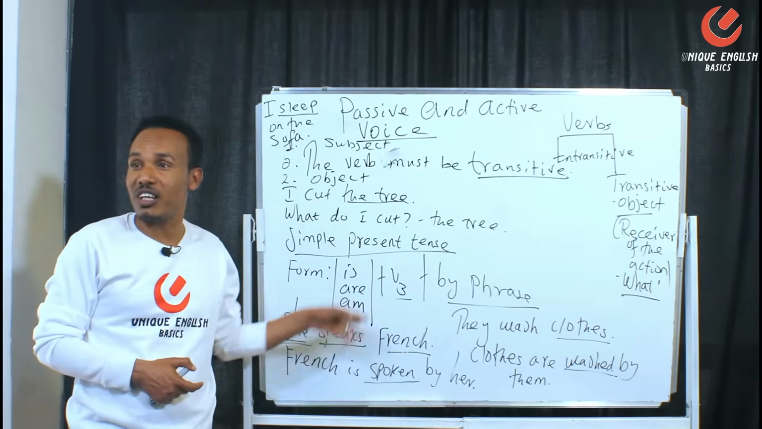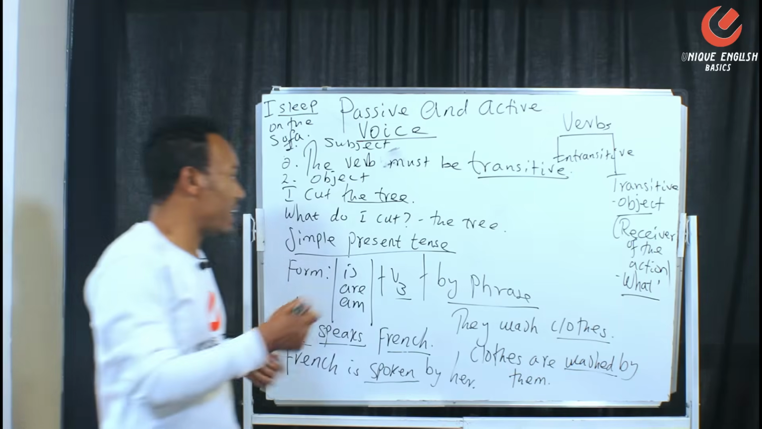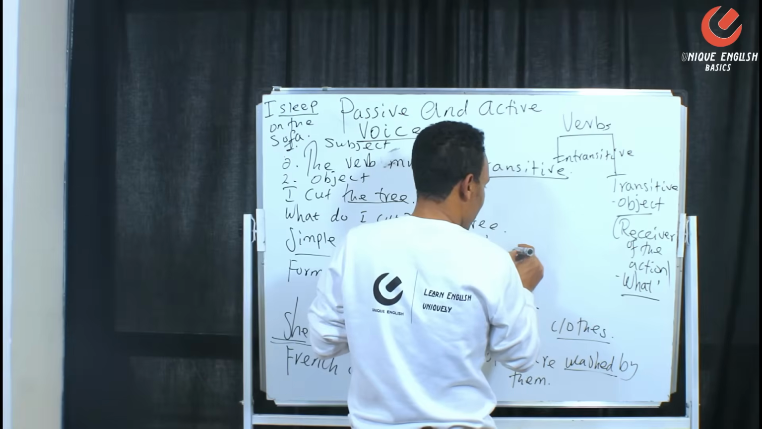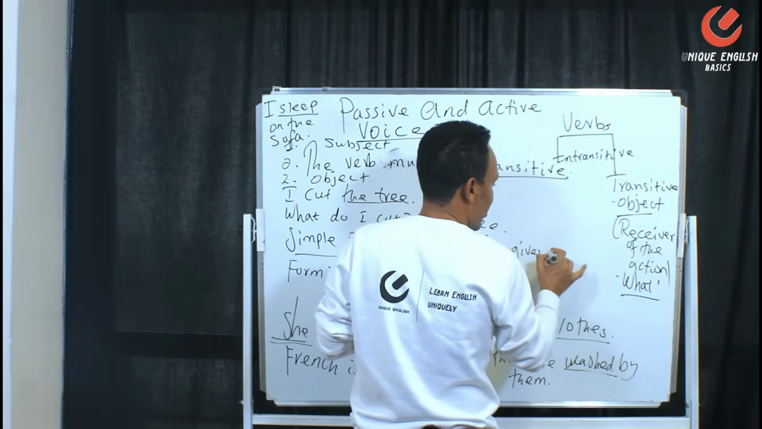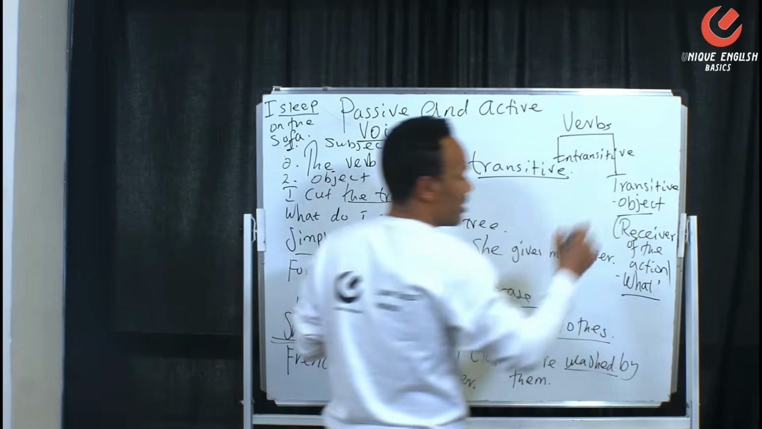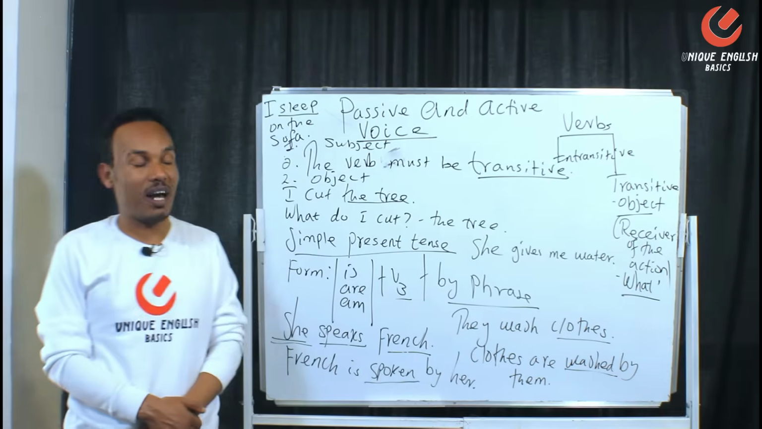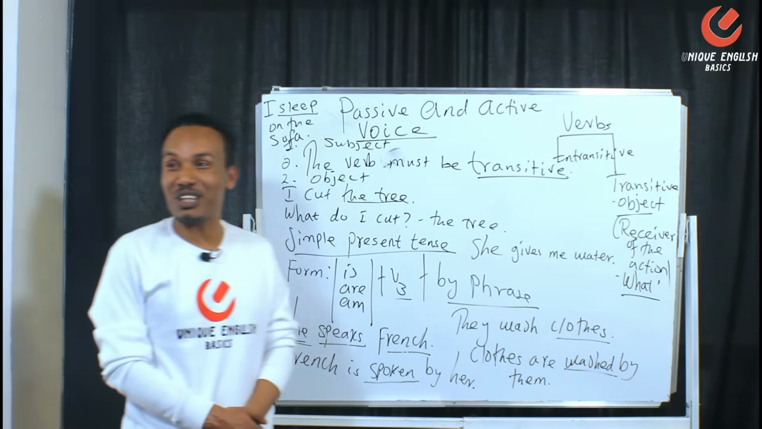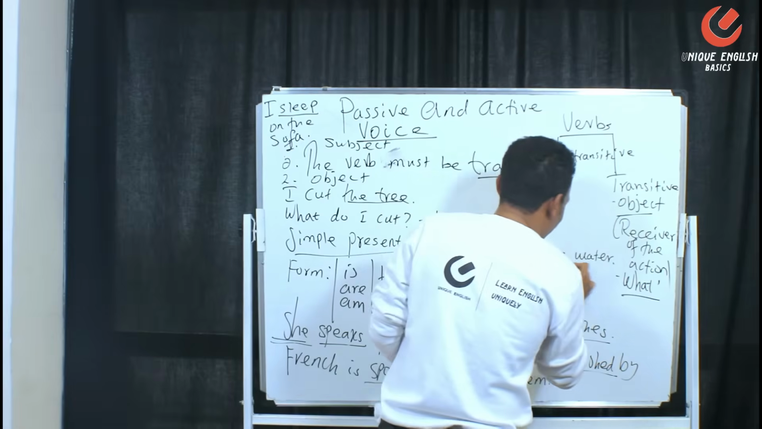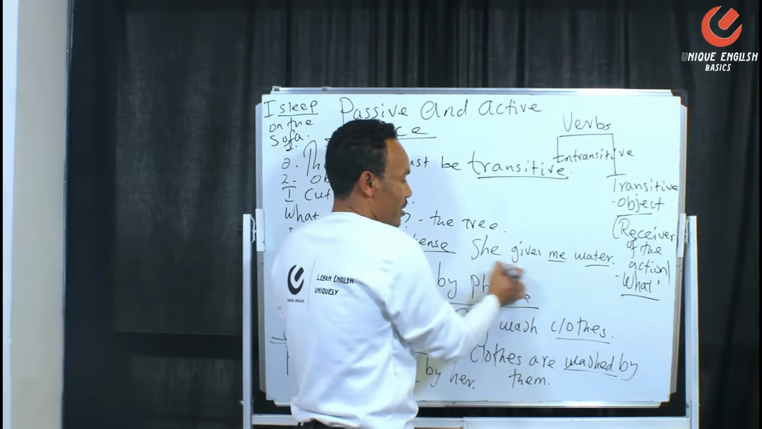So, do you have any question, any confusion please here? No. Any confusion? For example, she gives me water. She gives me what? Water. All right. So how many objects do I have here? 2. So me and what? Water.